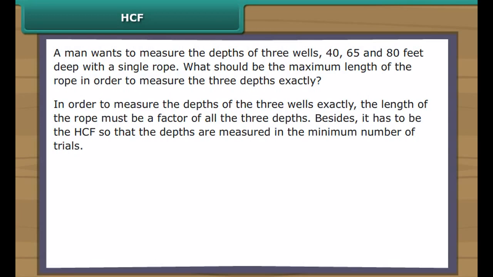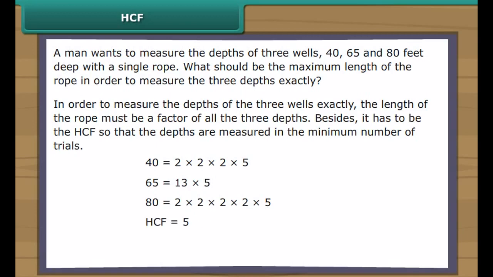Let us first express the three depths as products of their prime factors. 40 is equal to 2 into 2 into 2 into 5. 65 is equal to 13 into 5. 80 is equal to 2 into 2 into 2 into 2 into 5. HCF is equal to 5. Therefore, the rope must be 5 feet long.